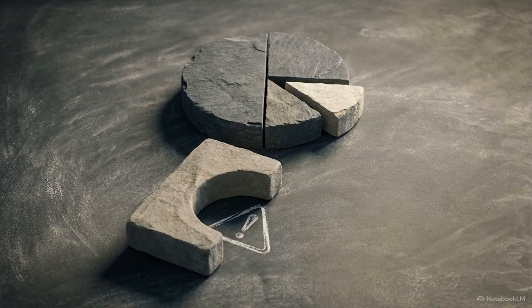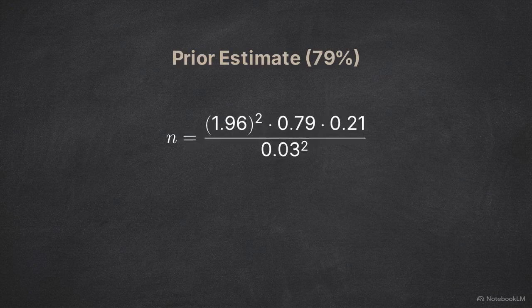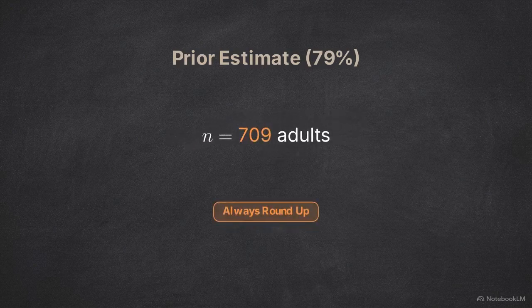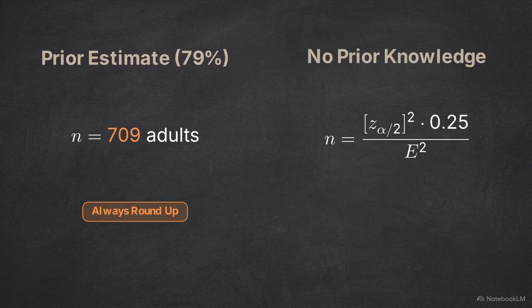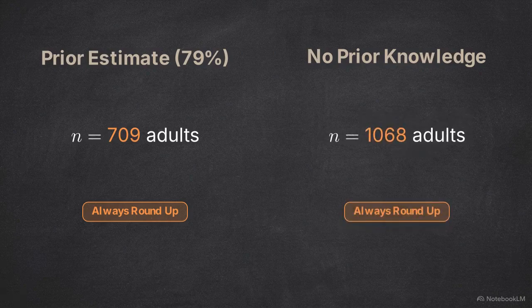Let's apply this to a real scenario. Imagine designing a new survey aiming for a maximum 3% margin of error at a 95% confidence level. If researchers use a prior estimate of 79%, they plug that value into the first formula. The calculation dictates a minimum of 709 adults. Without prior knowledge, researchers must use the 0.25 constant. This forces the minimum sample size up to 1,068 adults.